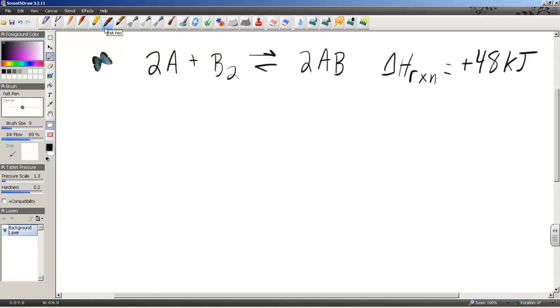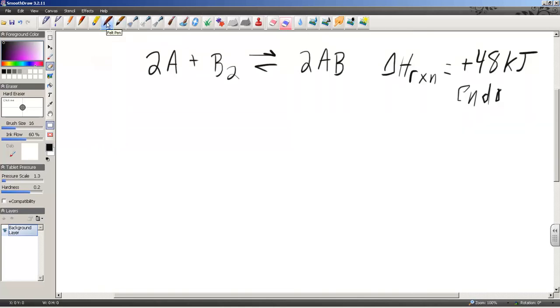I'm going to switch back to my felt tip pen, and we're going to look at chemistry, which is an art, obviously. But we're looking at this generic reaction that has a delta H of positive 48 kilojoules. Again, making it an endothermic reaction. It's endothermic, which really means, oh, now my butterfly is in the way. I need to go ahead and erase him. We'll put the butterfly somewhere else to brighten our day.